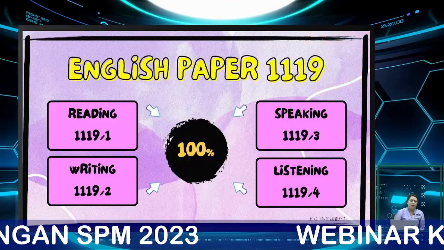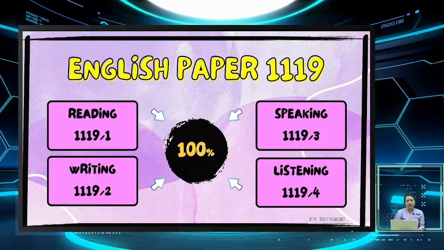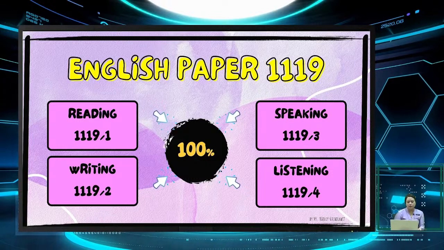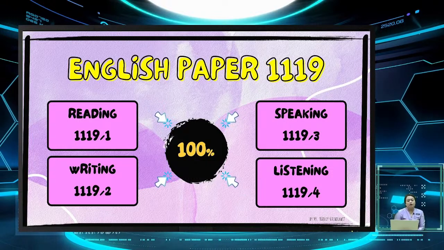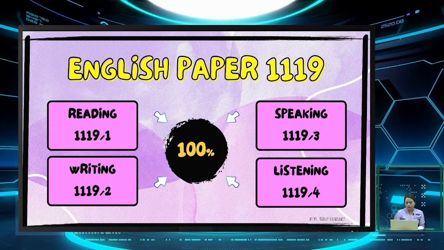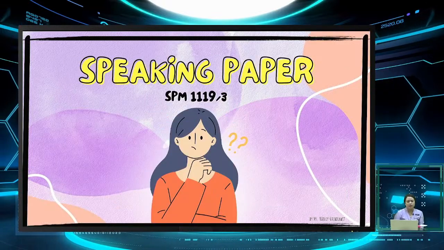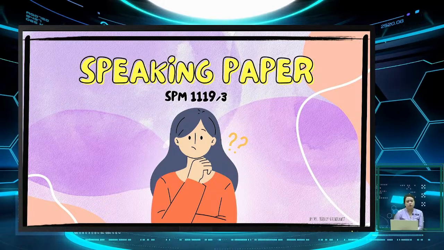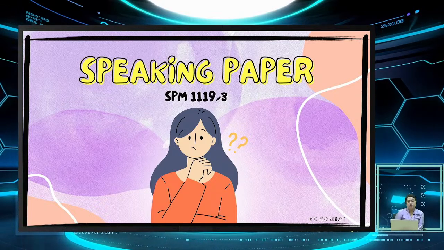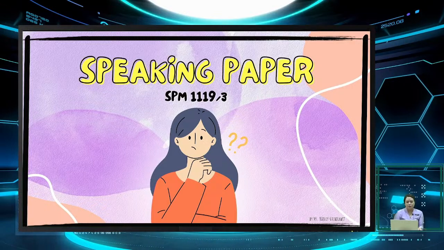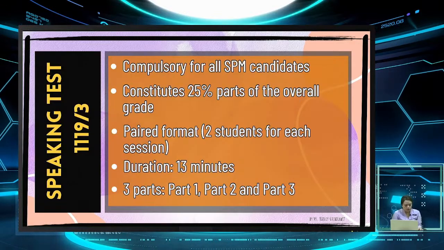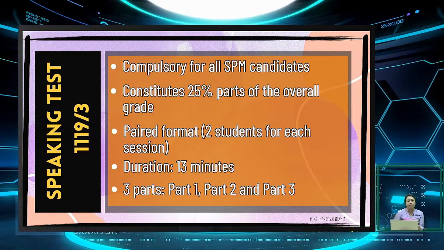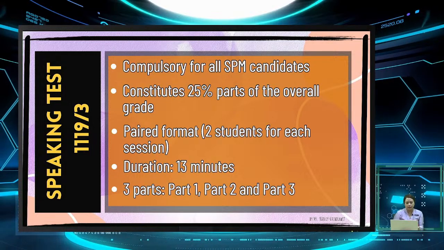999/3. Okay, but before that, we're going to look at the 4 components in the SPM paper, which are reading, writing, speaking, and also listening. But as my focus today is the speaking paper, we will go through it one by one on how to score at least C1 in English in the speaking paper. The speaking paper is compulsory for all SPM candidates.